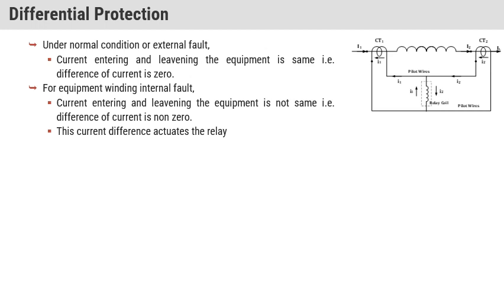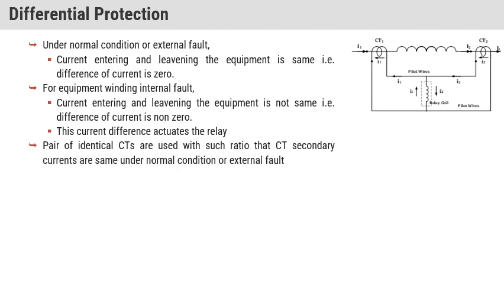Under normal condition or external fault, this is the same story that I have told already. The current entering and leaving the equipment is the same, and the difference of current is zero. For an equipment winding internal fault, the current entering and leaving the equipment is not the same, and the difference of current is non-zero. This current difference actuates the relay. A pair of identical CTs is used with such a ratio that the CT secondary currents are the same under normal condition or external fault.